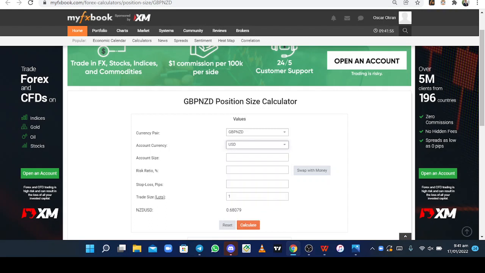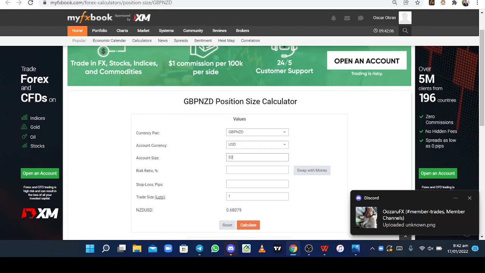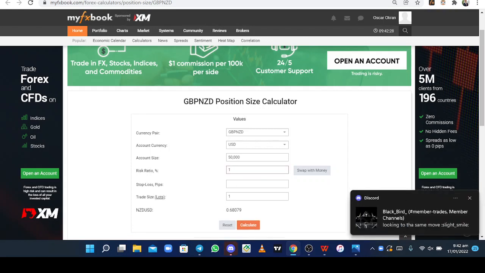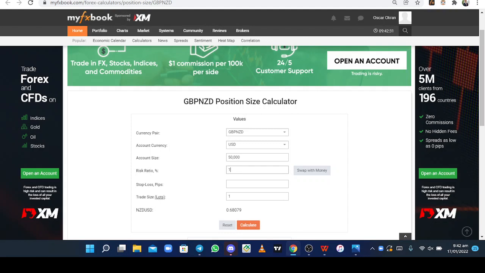Mine is dollar. Your account size, let's say, is 100,000, 50,000, or 10,000. Let's use 50,000 for example. For the risk ratio, I normally advise using 1% risk maximum, or you can go in for 0.5. Any of them is acceptable. You can go in for 0.5, but I normally go in for 1% risk, and my stop loss is, let's say, 15 pips.